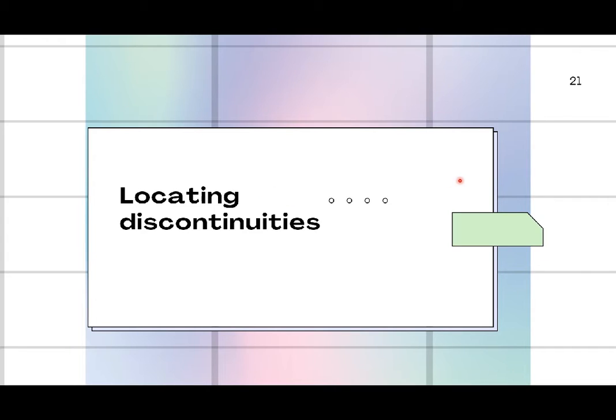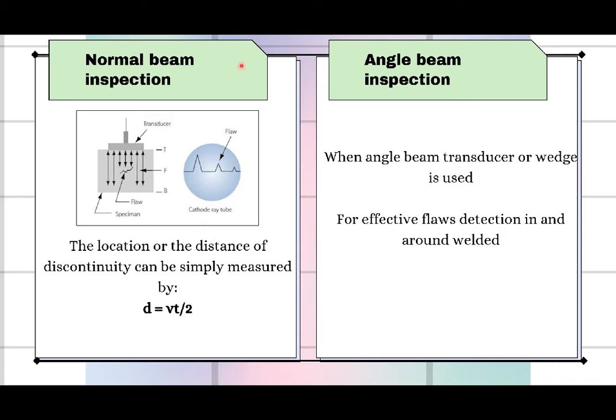Next is locating discontinuities. There are normal beam inspection and angle beam inspection. In normal beam inspection, we can simply calculate the location or distance of the discontinuity by this formula. D is the distance from the surface to the discontinuity in the specimen. V is the velocity of the sound wave in the material. T is the time measured during a round trip of the sound wave.